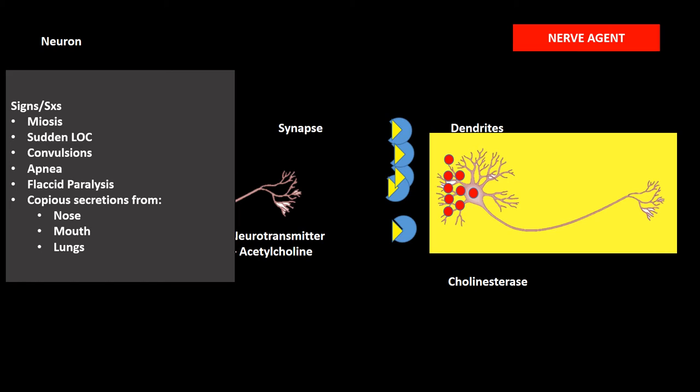That's why you're going to go into apnea. You're going to stop breathing because your diaphragm is just going to be worn out. And then you're going to go into flaccid paralysis, and then we're going to see copious secretions from the nose, mouth, lungs, and you'll see them everywhere else. I don't know why it doesn't mention it in this chapter, but you're going to be losing secretions from everywhere.